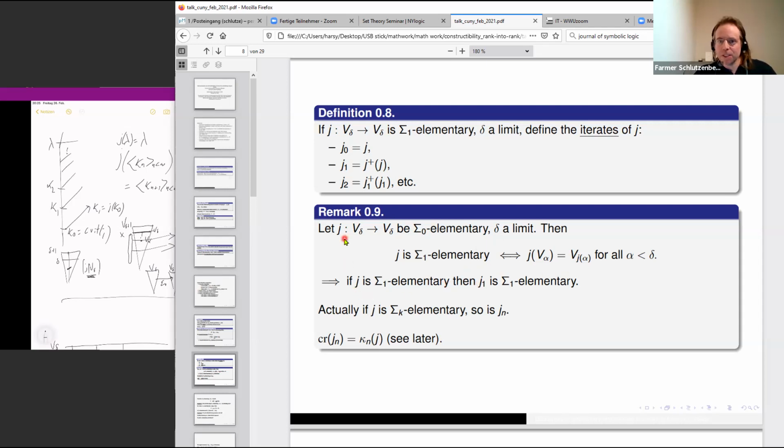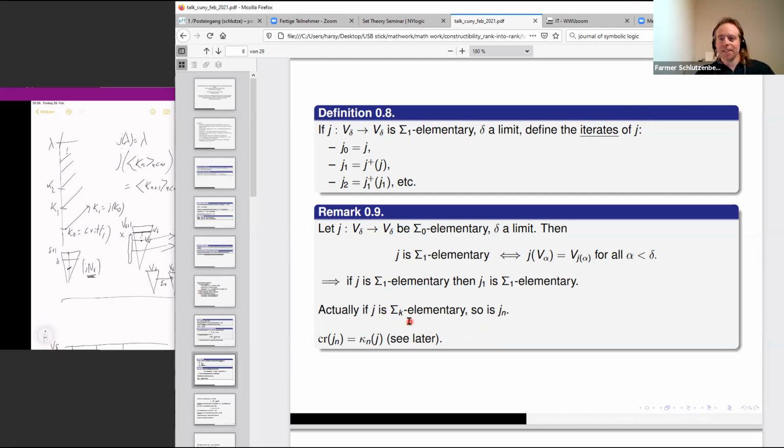And then it follows that if the j to begin with is Σ1 elementary and we form the iterates, then all of the iterates are also Σ1 elementary. So j is Σ1 elementary, so it preserves rank segments. When you apply j to itself, that's going to be another function that preserves rank segments, and it's like Σ0 elementary, and so you get this preservation. And so all of them are Σ1 elementary. In fact, you can prove the same thing for Σk elementary, that if j is Σk, then so is jn, but that's not obvious. It requires more argument, and the ideas for that will come up a bit later.